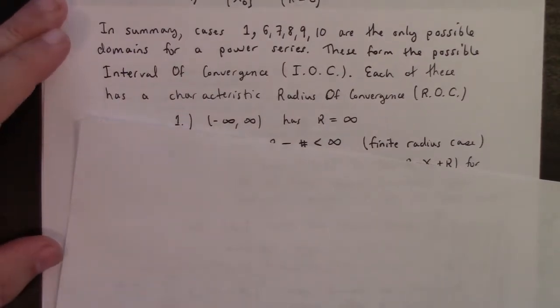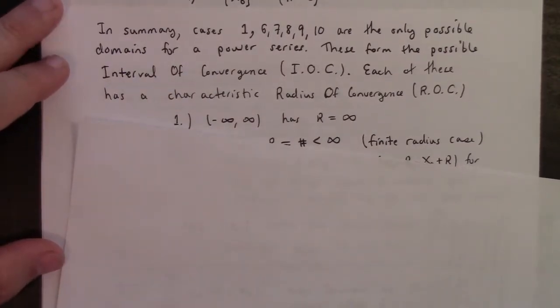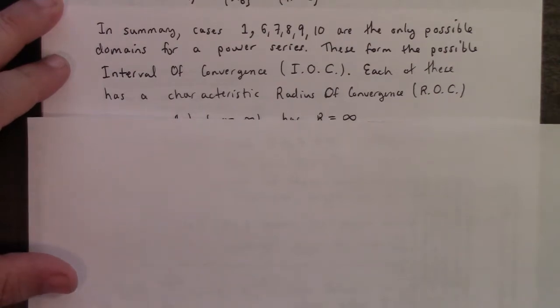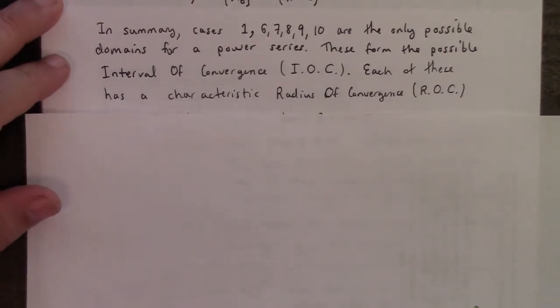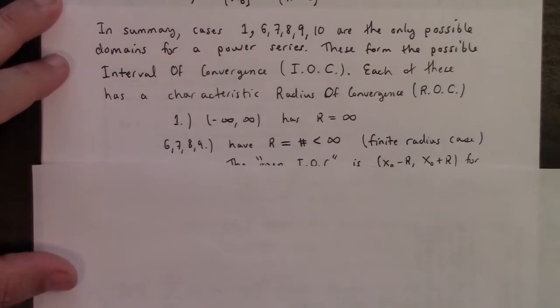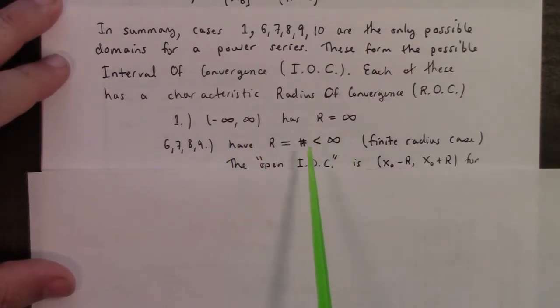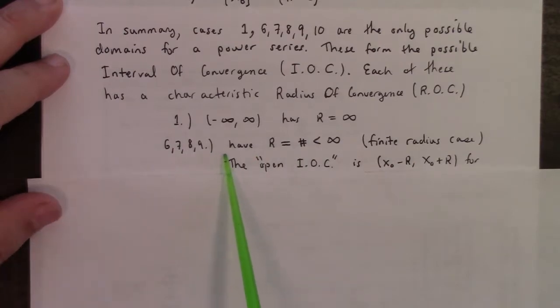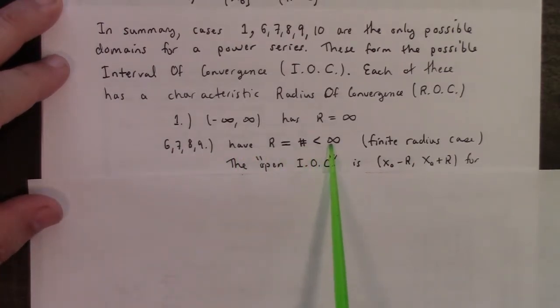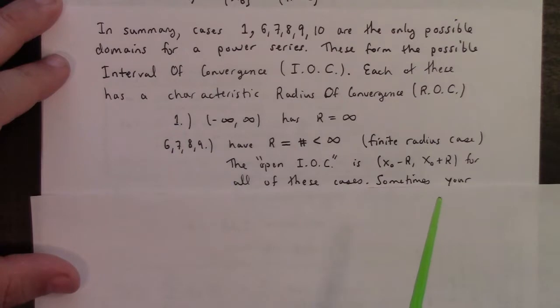So anyway, there's a theorem, in short, that says that cases 1, 6, 7, 8, and 9 are the only possible domains for power series, and for each one of these there is a characteristic radius of convergence. If we have the whole real line as the domain for the power series, the radius is infinity. The finite intervals all have a radius which is just some number less than infinity, the finite radius case. In all of those cases, the open interval of convergence just excludes the endpoints. It's x naught minus r to x naught plus r.